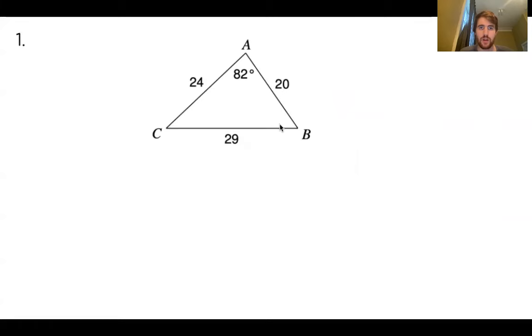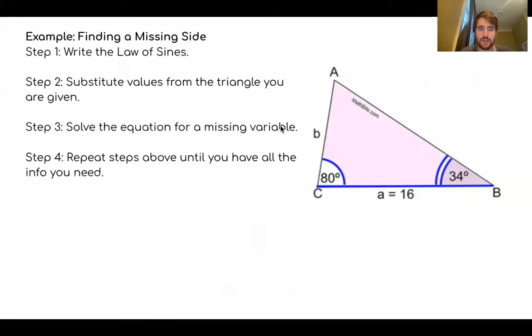Okay, example number one. I accidentally went too far. Here we are. Finding a missing side. Okay, first things first, we are going to write the law of sines. Let's do this. We will, in this case, put the sides on top. a divided by sine A equals b divided by sine B.